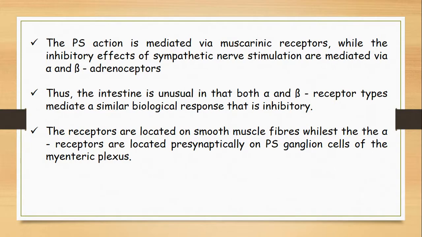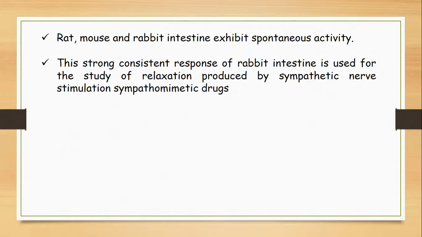The beta receptors are located on smooth muscle fibers, while the alpha receptors are located presynaptically on postganglionic cells of the mesenteric plexus. Rat, mouse, and rabbit intestine exhibit spontaneous activity. This strong consistent response of rabbit intestine is used for the study of relaxation, which is produced by sympathetic nerve stimulation, sympathomimetic drugs.